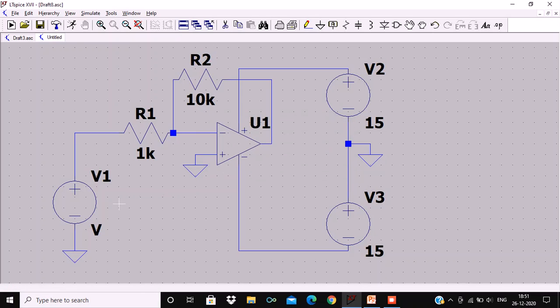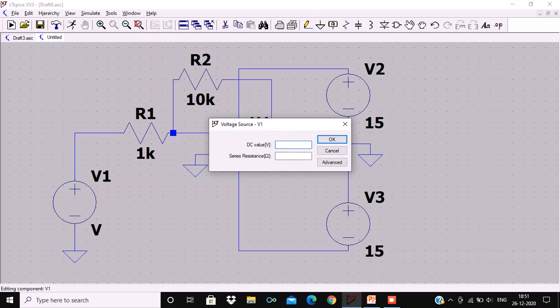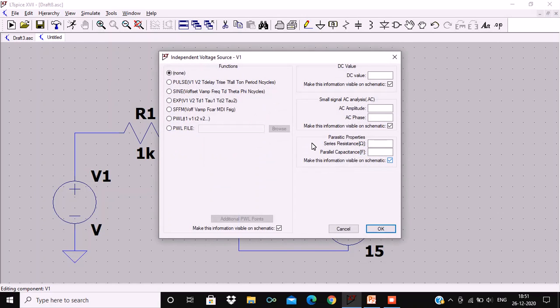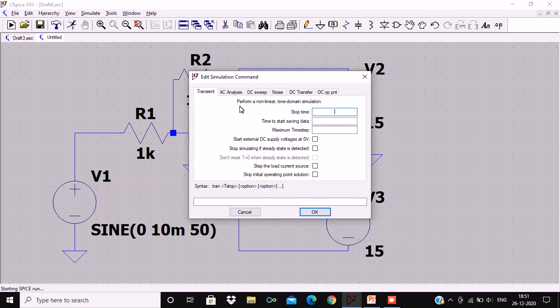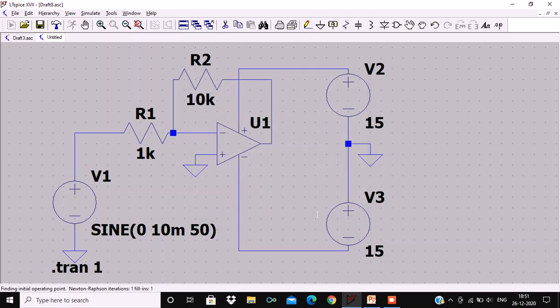Now I have to give input, so I am choosing my input wave to be a sine wave, and let its amplitude be equal to 10 millivolts and frequency of it to be 50 Hertz. This is my input signal, that is a sine wave. Now I am going to run this circuit diagram and see how our output comes out to be.